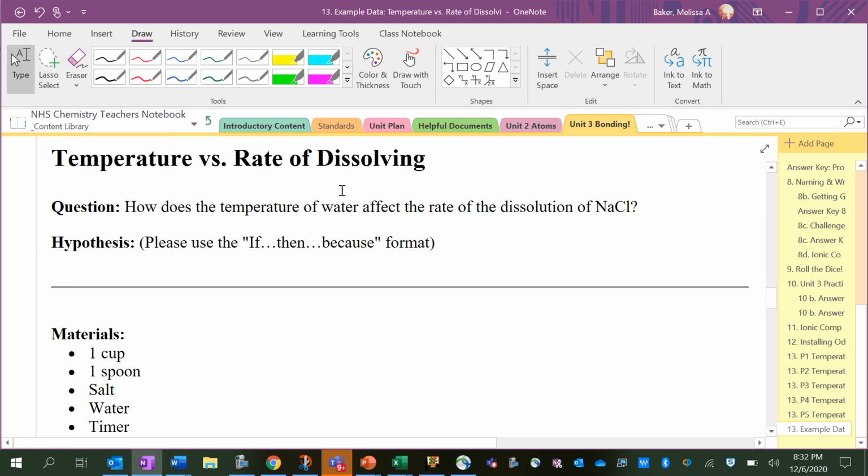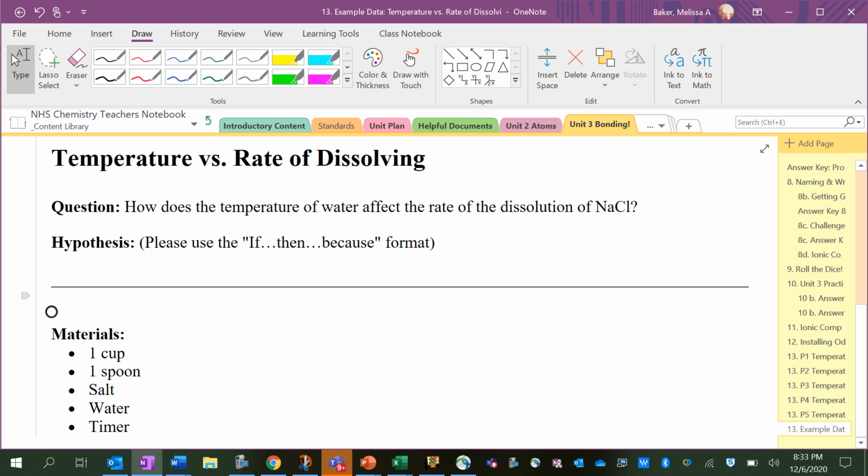All right, let's get to the lab. How does the temperature of water affect the rate of dissolution of NaCl? That means how fast it dissolves. So this you need to do on your own, but using an if, then, because format.